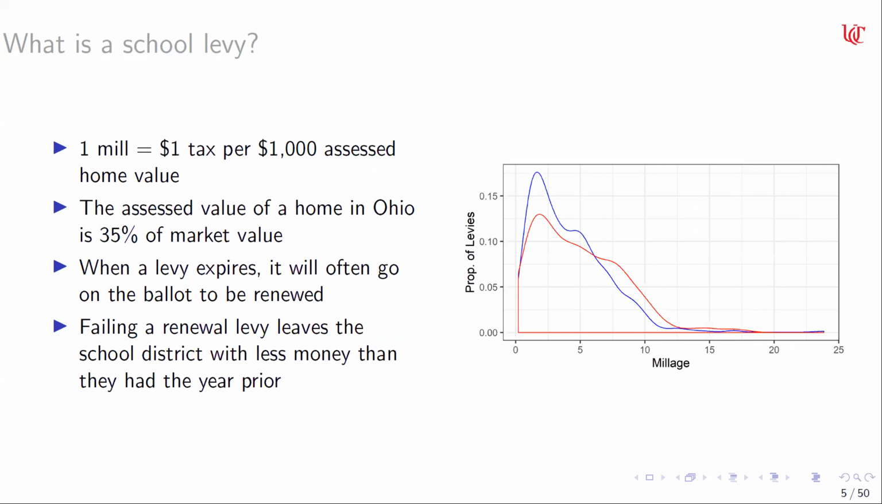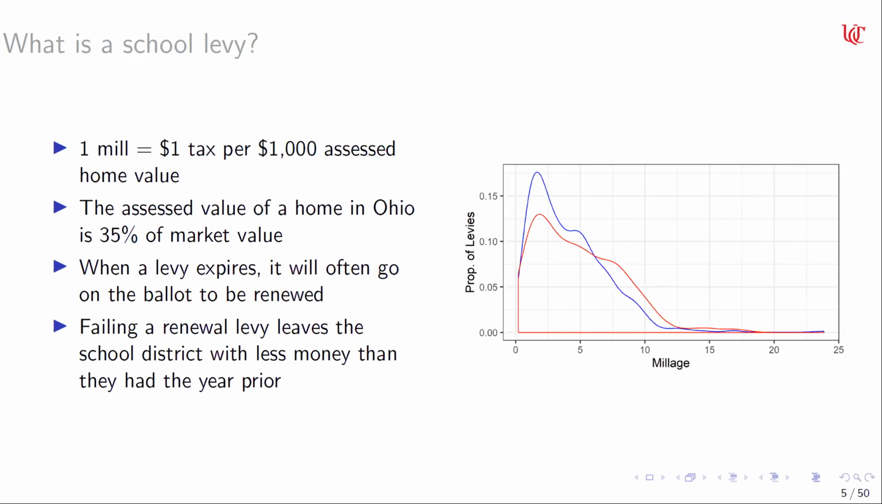And then the other way that these can differentiate themselves is by what amount of money they're asking for. So 1 mil is just $1 per $1,000 of assessed home value. And in the state of Ohio, there's this funny rule where you only use 35% of your assessed market value. So essentially 1 mil is 35 cents per $1,000 of assessed value. And then I already talked about how these will go up to be renewed if they're an additional levy.